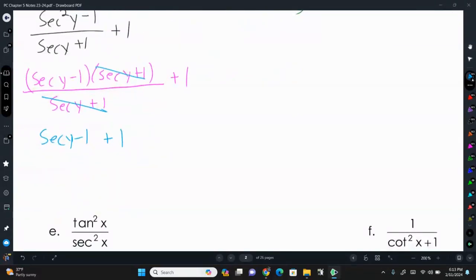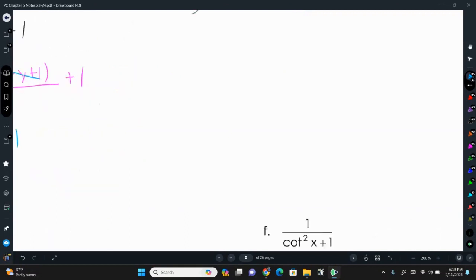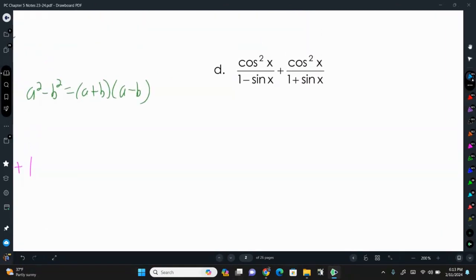The minus 1 and plus 1 will combine, so we're left with this. We are left with just the secant of y. All right, now letter D, we have cosine squared over 1 minus sine x plus cosine squared over 1 plus sine x. We can't combine those fractions because those are different denominators.